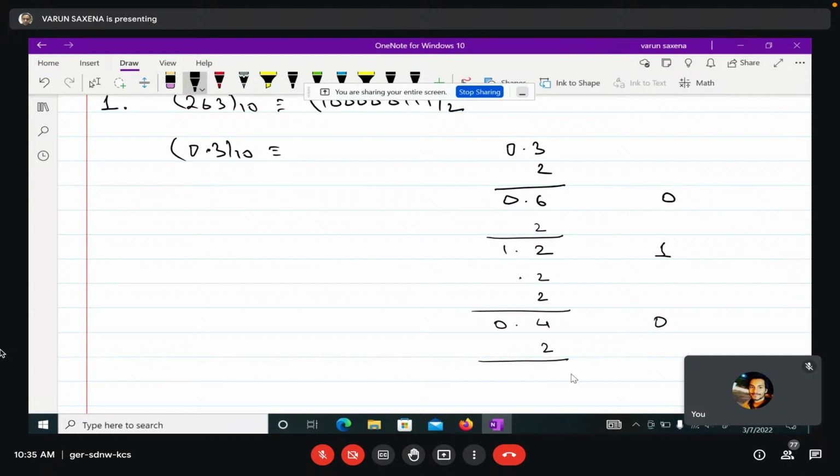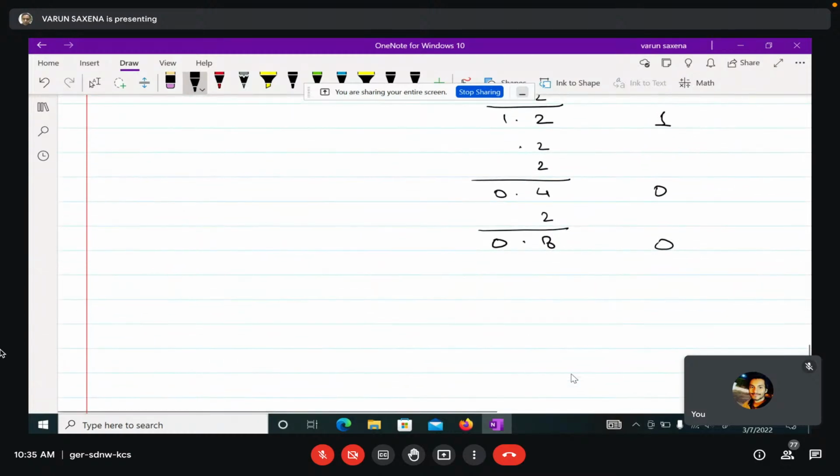Then you multiply it by 2, you get 0.8. You pick up the 0 again. And then you multiply it by 2, you get 1.6. You pick up a 1 here. Then you're left with 0.6. You multiply it by 2, you get 1.2. You get a 1 here. But then again you get 0.2. So you get this process repeating again.